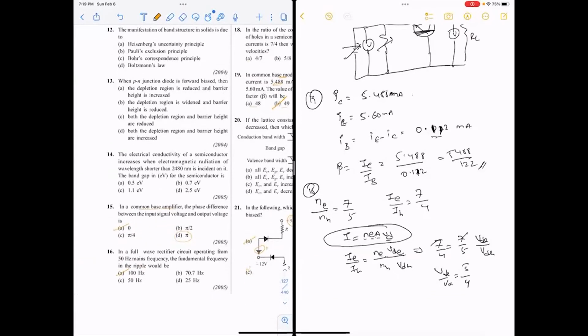14th question. The electrical conductivity of a semiconductor increases when electromagnetic radiation of wavelength 2480 nanometers is incident on the band. So 1240 by 2480. Am I right? Question number 14. 1240 by 2480, so 0.5. We remember, no? 1240 eV nanometer. So 0.5. Easy.